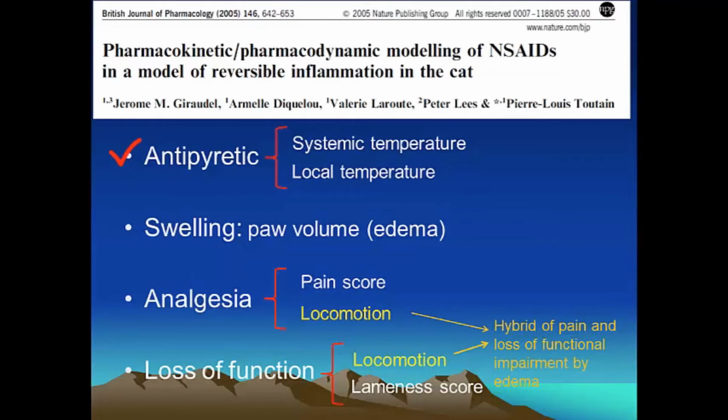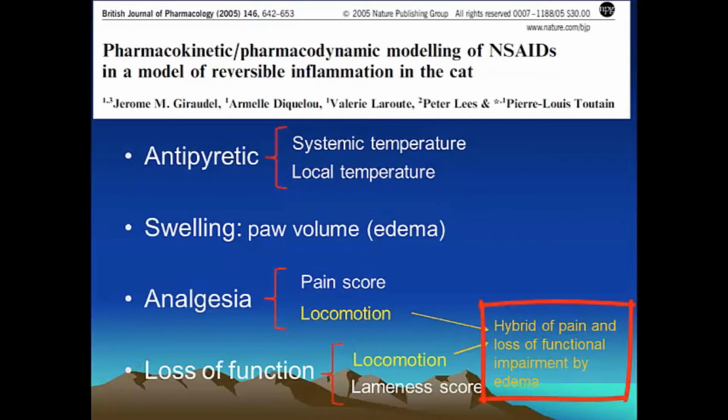Those are the effects on, obviously, the body temperature and the local temperature. The swelling, which is how much edema there is on that paw. The analgesia, which refers to how much pain relief is being provided by the meloxicam. They will measure basically 2 variables, which are the pain score and the locomotion. And finally, the loss of function, for which they are going to measure the locomotion and the lameness score.